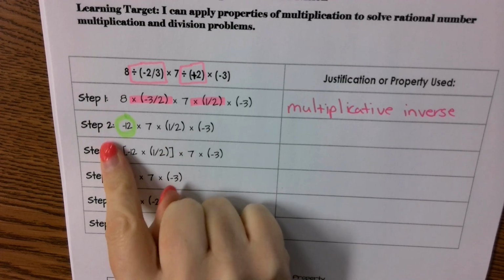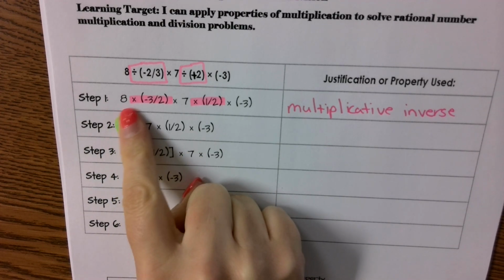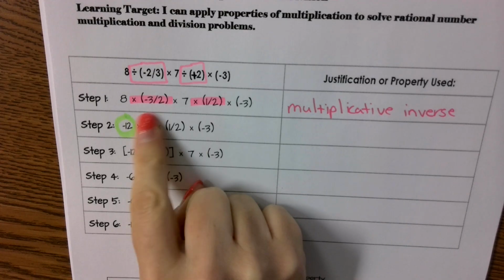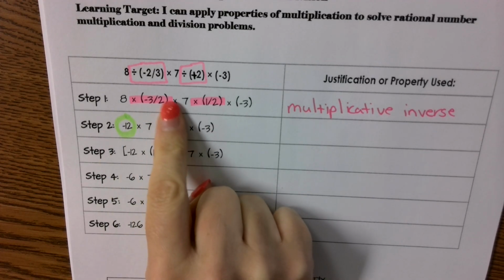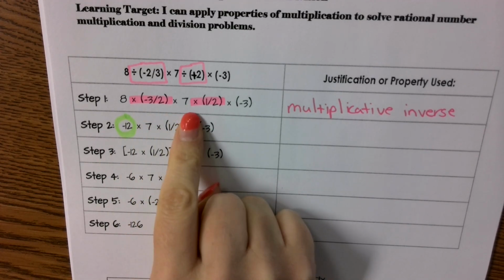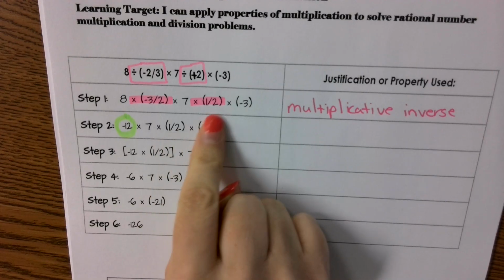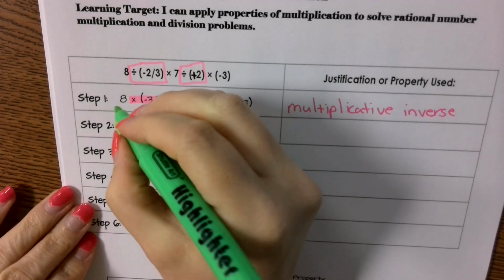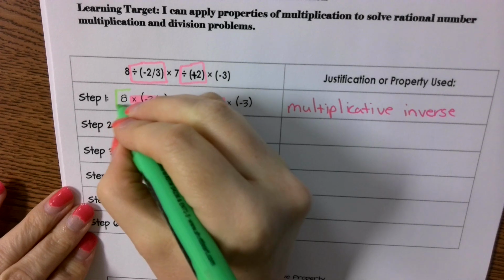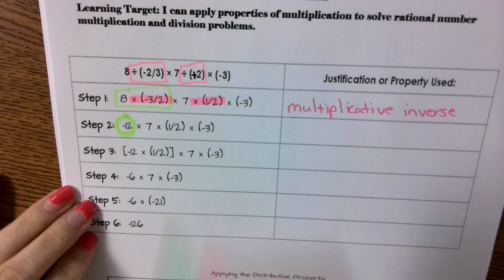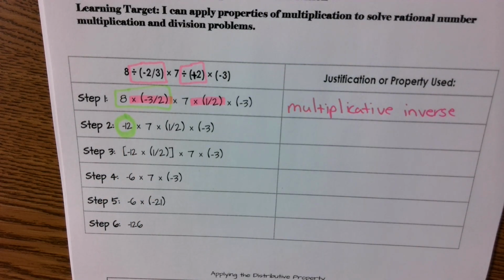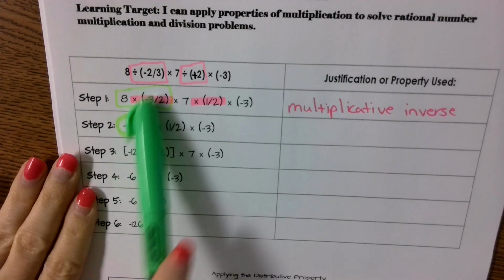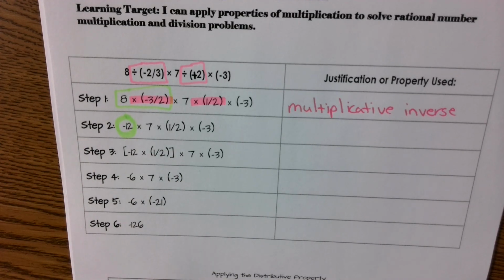Do we have an 8 anymore? No, so that's gone. Do we have a times negative 3/2 anymore? No, that's gone. Do we still have a times 7? Yes, we do. We still have times 7, times 1/2, and times negative 3. All of that part's still the same. So the part that changed was this portion right here, this 8 times negative 3/2. All we did was actually multiply those together to get negative 12.